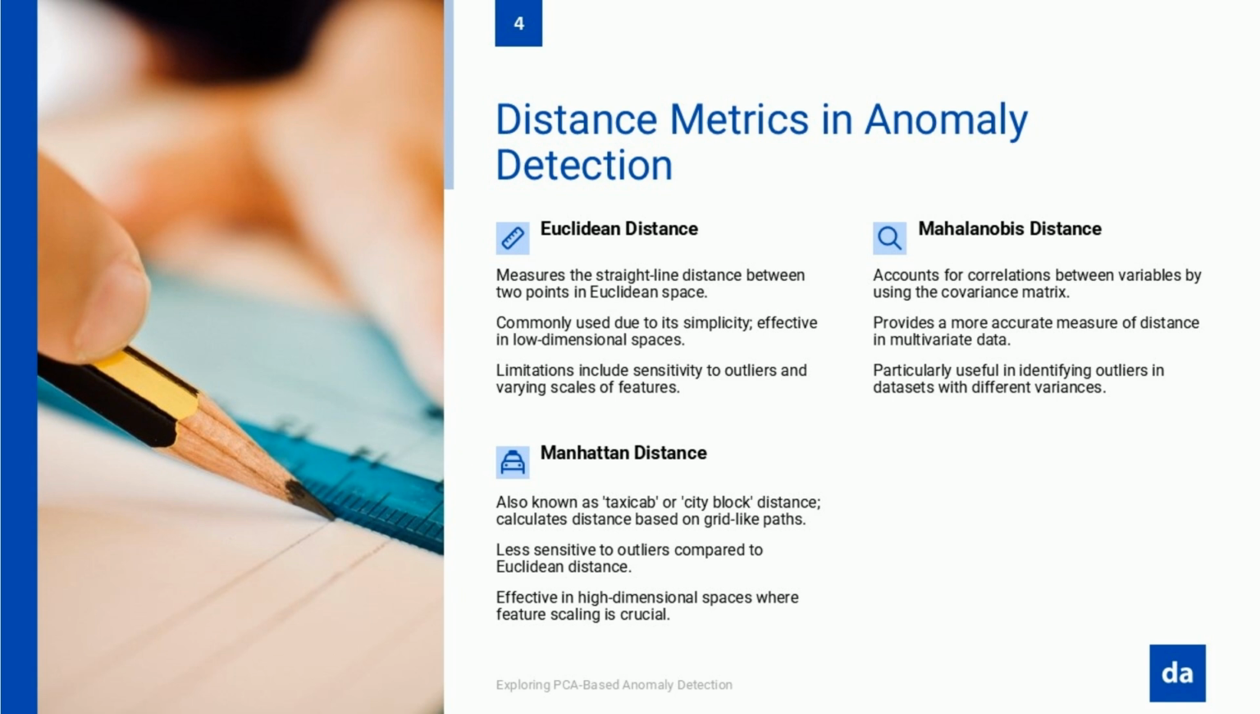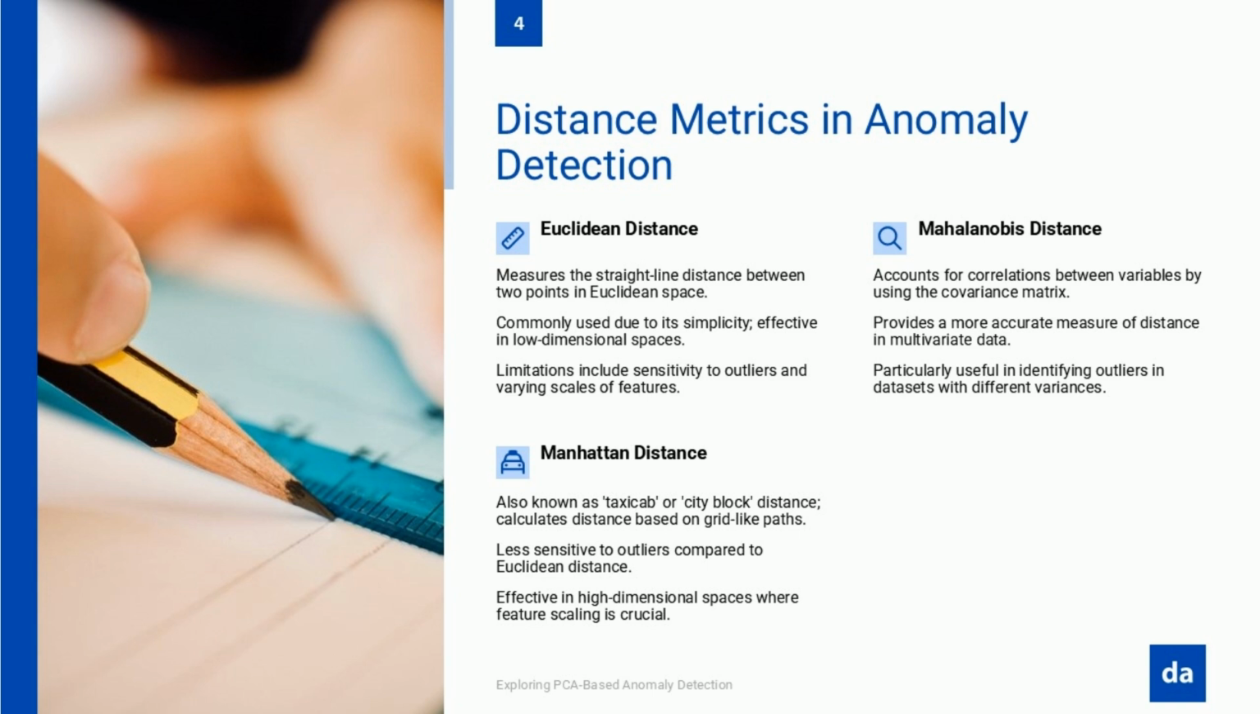This metric is particularly useful when dealing with sparse data or when different features contribute differently to anomalies. It's also less sensitive to outliers compared to Euclidean distance, making it a solid alternative in many cases. For more sophisticated anomaly detection, Mahalanobis distance is often a better choice.